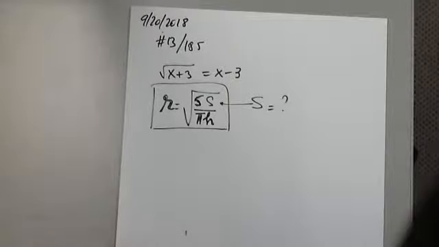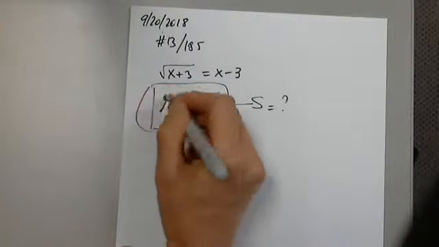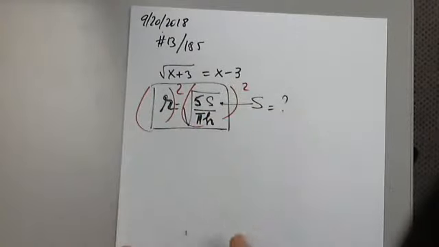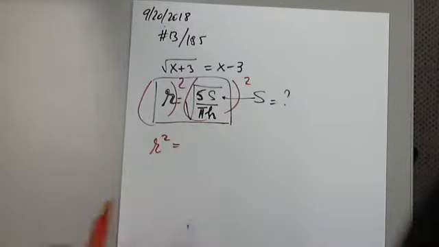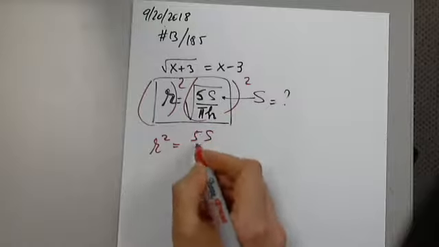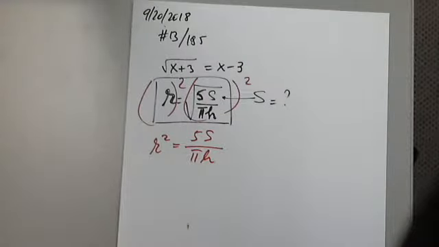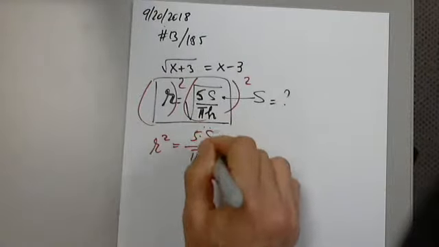Good. So how do we solve a radical equation? Do r to the 1/2? No. Opposite, you square both sides. I square both sides. Good. So the left-hand side is r squared, and the right-hand side is 5s over pi h. I'm solving for s.